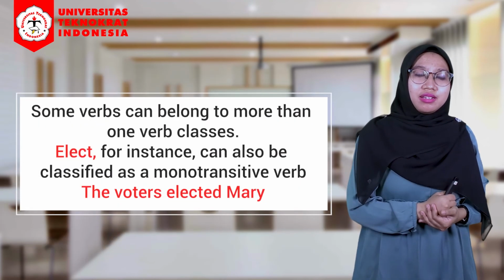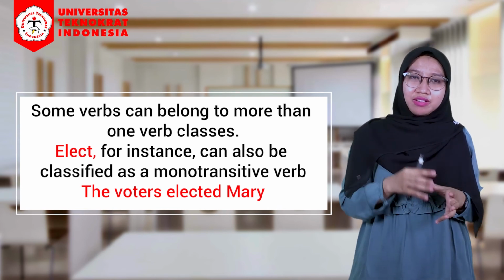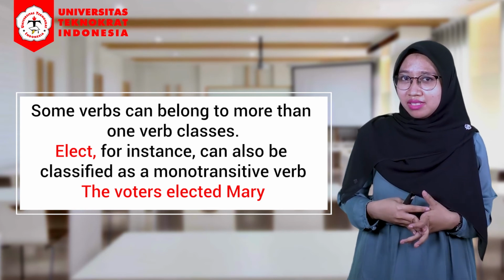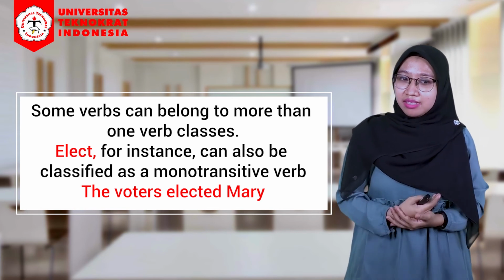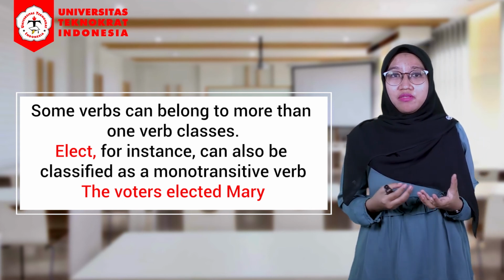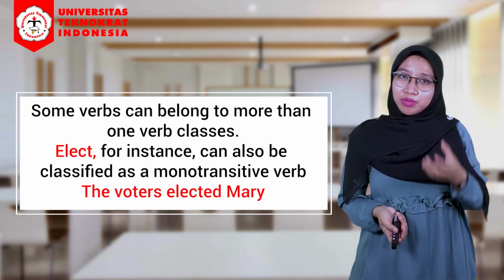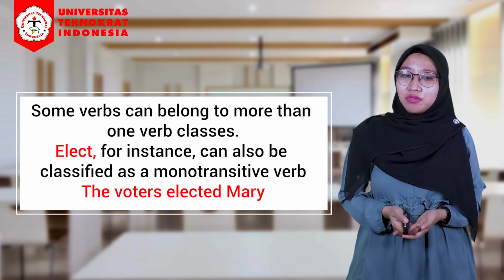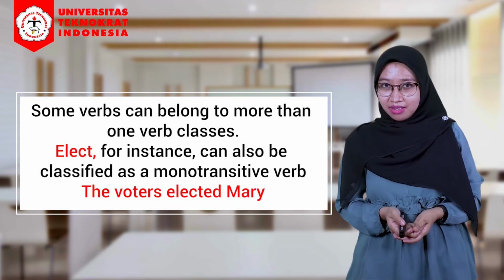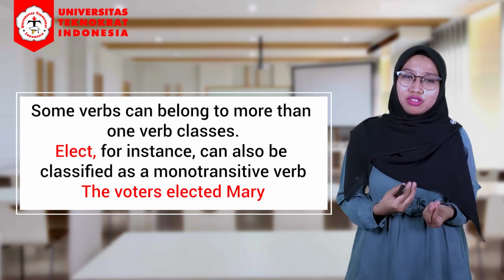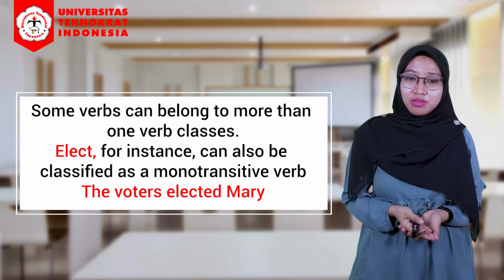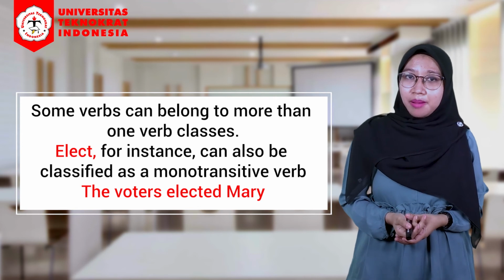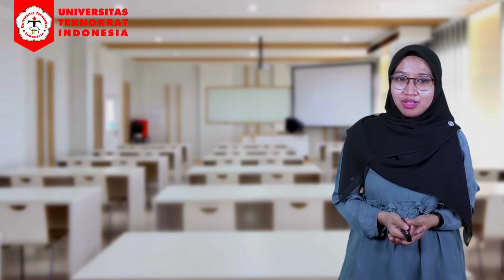At the end, we can find that there are some verbs that can belong to more than one verb class. Is it possible? Yes, it's possible. For example, we have the verb elect. Previously, I mentioned elect in the examples: the voters elected Mary a president. But we can also have the sentence like the voters elected Mary. In this case, it is the monotransitive verb.